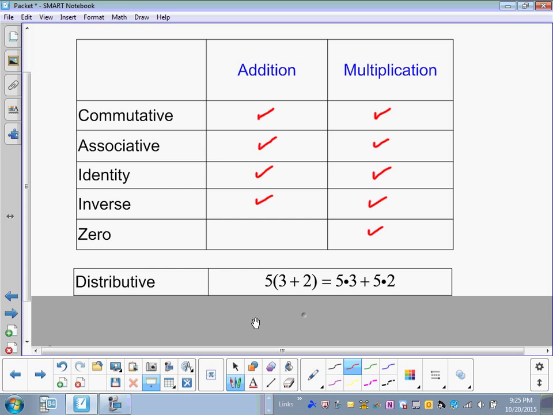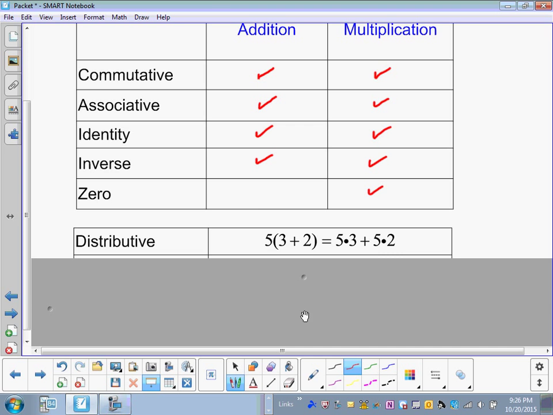We also learned the distributive property, where we took a number and multiplied it by each number inside the parentheses. So in this instance, we took 5 times 3 plus 5 times 2. We took the number outside the parentheses and distributed it or multiplied it by each number inside the parentheses.